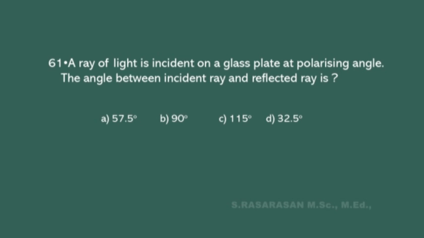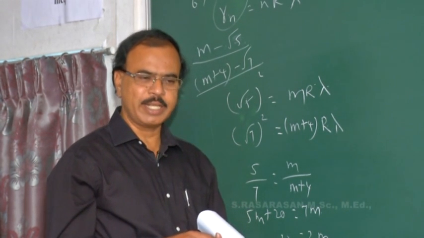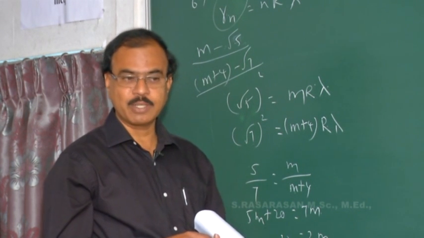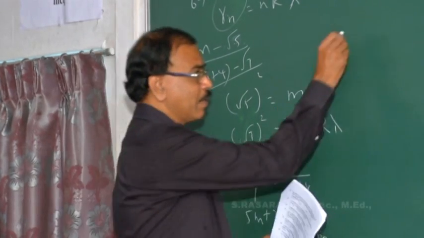Next, a ray of light is incident on a glass plate at polarizing angle. Polarizing angle is the angle of incidence for which the reflected ray is completely polarized. It is 57.5 degree for glass, constant for a glass surface. Or you can say it is the angle of incidence for which the reflected ray and the refracted ray are at right angles to each other.